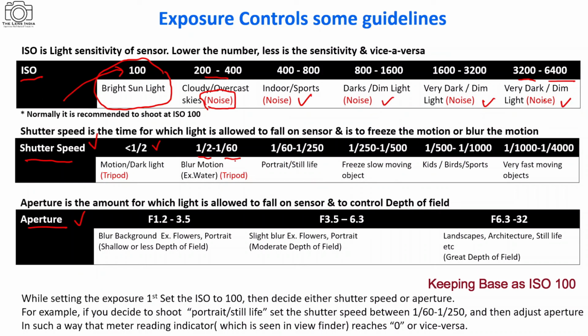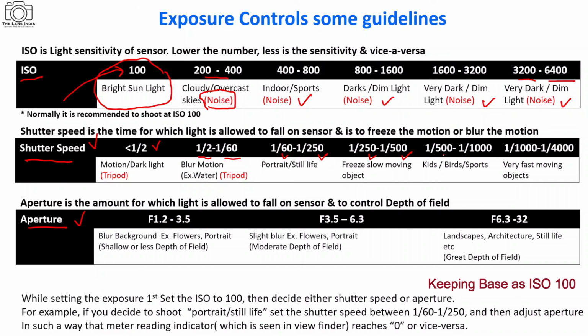Example like flowing water, or a running person, or a person riding a bike. When we want to shoot portraits or any still objects, we can comfortably use a shutter speed ranging between 1 by 60 to 1 by 250. If we want to freeze slow moving objects, we don't want the blur in the motion, we have to use a shutter speed ranging between 1 by 250 to 1 by 500, particularly when shooting unstable subjects like kids or birds, or sports where the action is continuously changing.